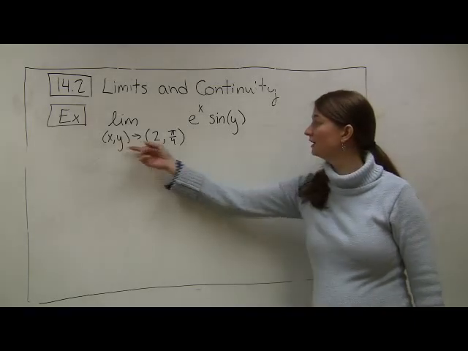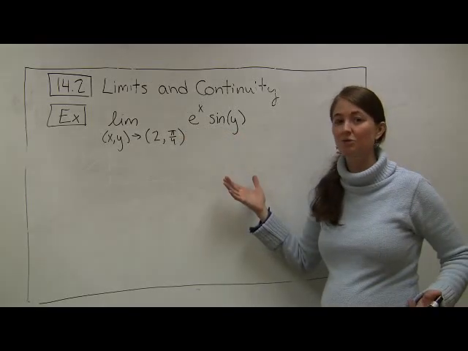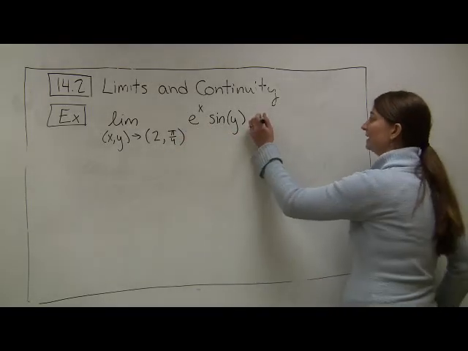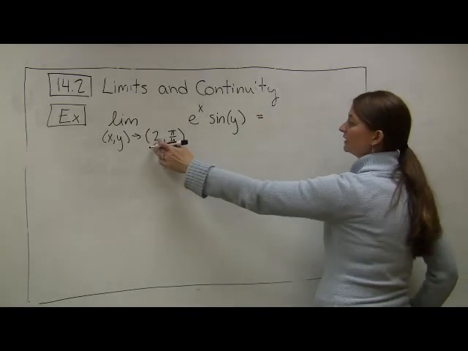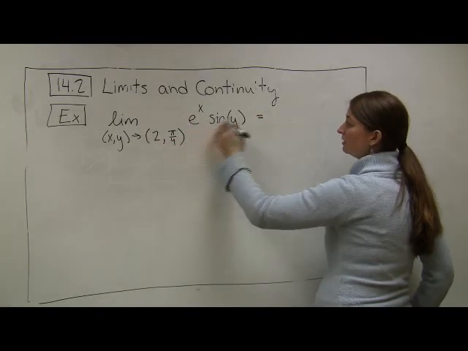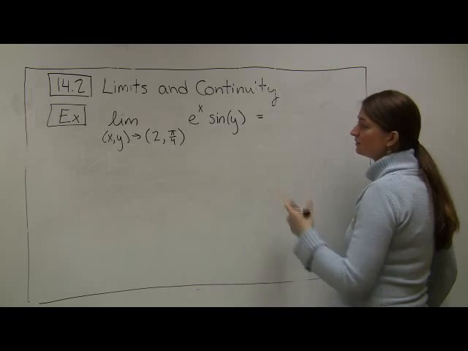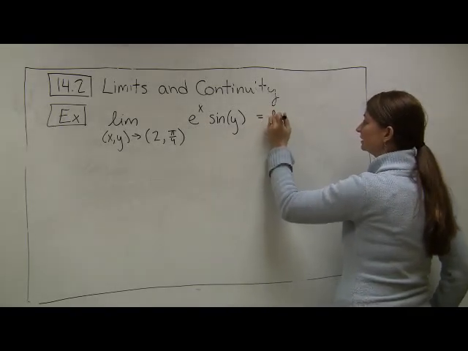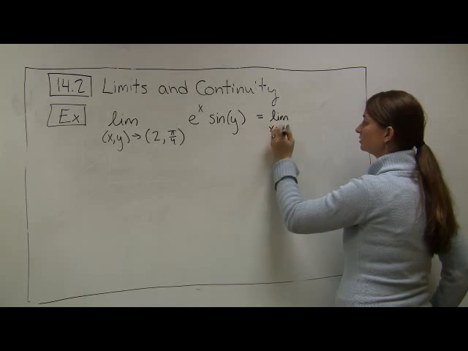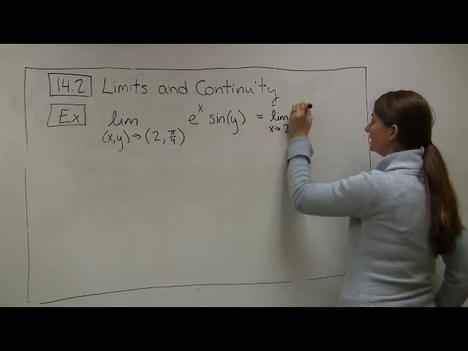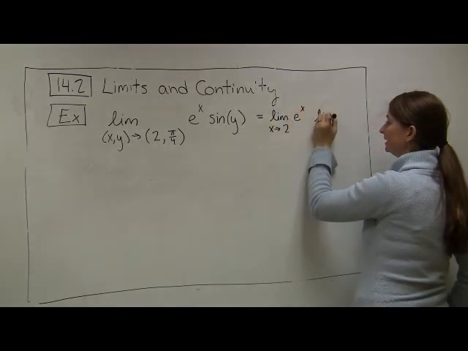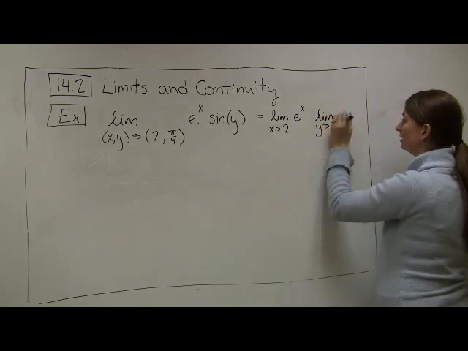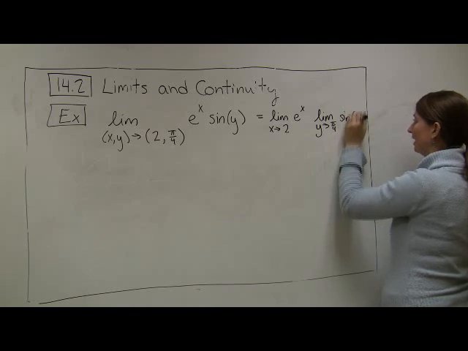And it means that to evaluate this limit, nothing's going to go wrong, and we can evaluate it simply by substitution. By that, I mean that I can plug in my values 2 for x and pi over 4 for y. Notice I'm also making use of the product rule. I could think of this as the limit as x approaches 2 of e to the x multiplied by the limit as y approaches pi over 4 of sine of y.